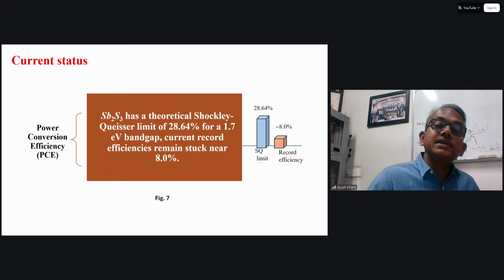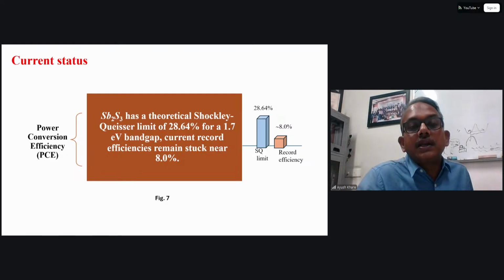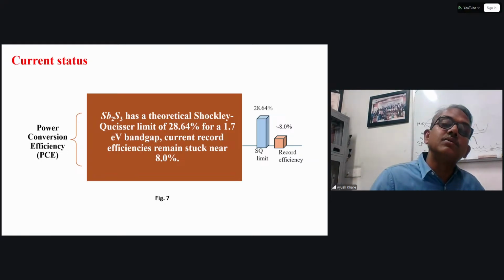Certain materials have band gap values less than that. But 1.5 is the ideal value to have more photons absorbed and converted into corresponding electricity, right? But 1.7 electron volt is also very much justified for absorption of a high number of photons. As you can see, the SQ limit I have mentioned is 28.6%. So these cells have to go a long way actually. Recent efficiency is only 8%. You can go up to 28.64%.